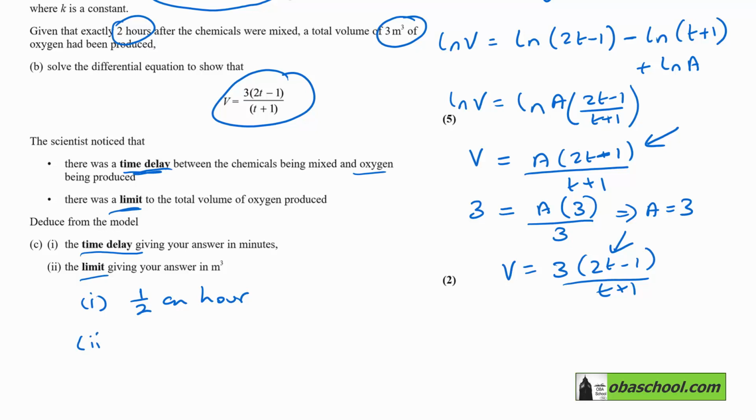Now for part 2, there's going to be a limit, and the limit is when t tends to infinity. So we can write V as being (6t take away 3) over (t plus 1). When we look at the limit situation, we can ignore the 3 and the 1. We're just looking at t tending to infinity, and then the t's will cancel. So we can see that it's going to be 6 cubic meters.